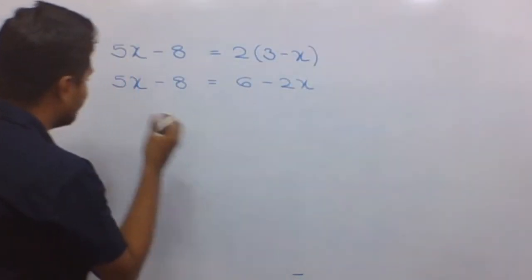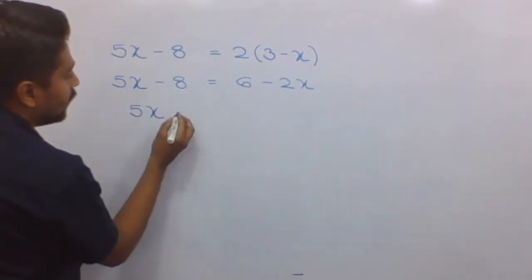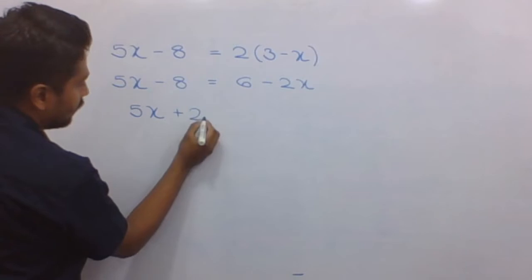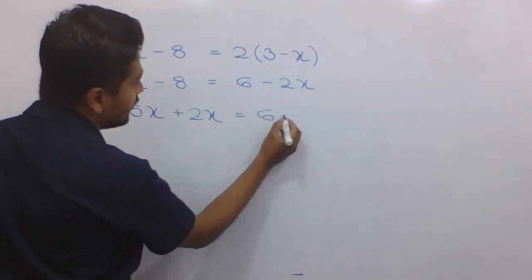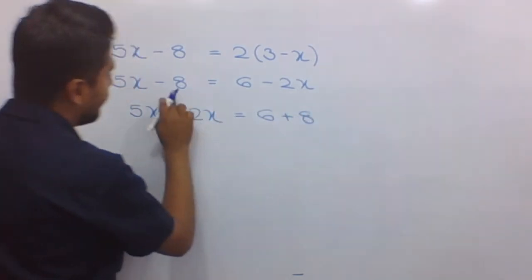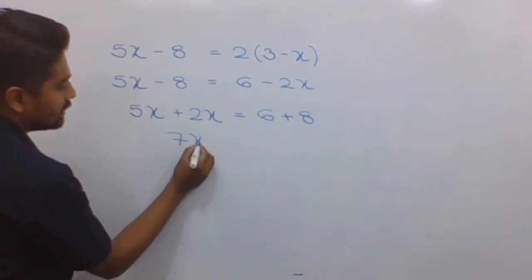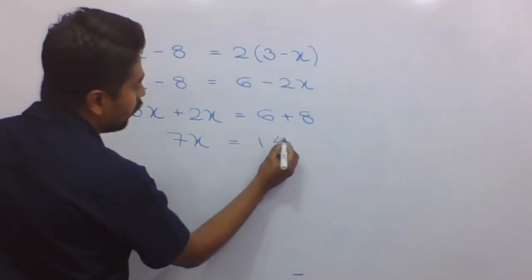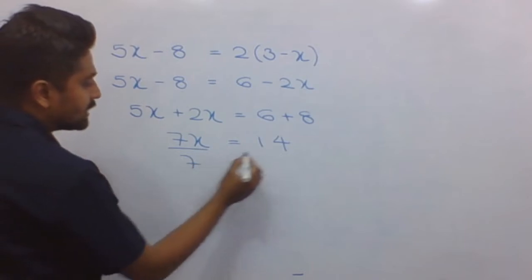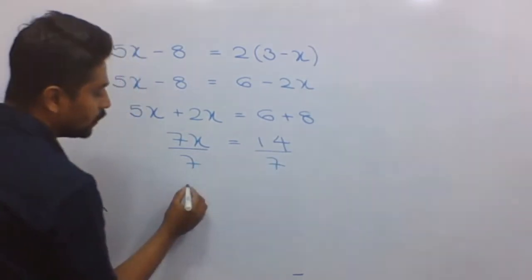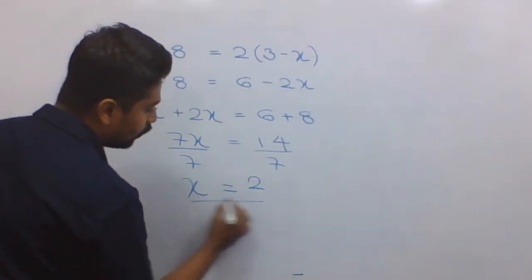Right. So then 5x comes to this side as plus 2x. Then here, 6 plus 8: the minus 8 goes to the other side as plus 8. So finally this one is what? 7x equal 14. The simplification is 14. So when you divide both sides by 7 to remove the 7, you know that x equals what? x equals 2. Very easy.